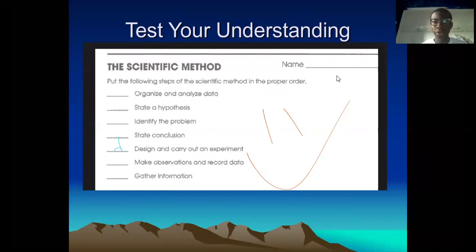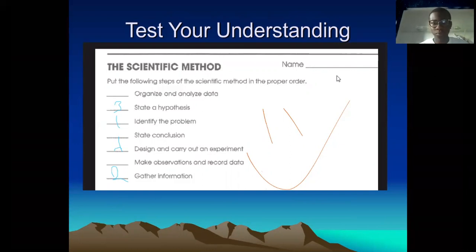So the first one, what would be first? In order to do an experiment, we have to know what we're doing. So you need to identify the problem. That's number 1. What's number 2? Well, let's see. Number 2 is to gather your information because you cannot make a hypothesis having 0 information. Now that you have identified the problem and gathered your information, now it's time for you to make an educated guess, which is a hypothesis.